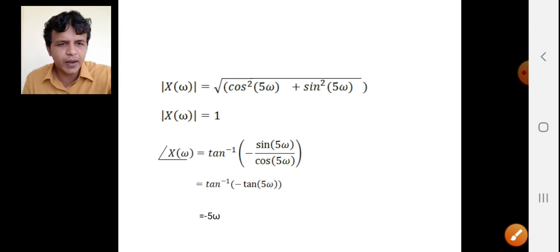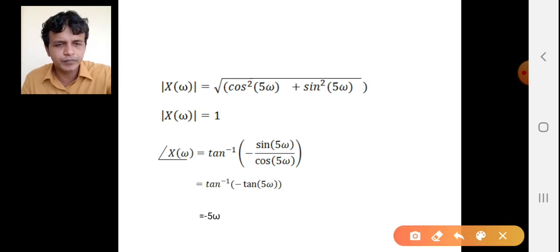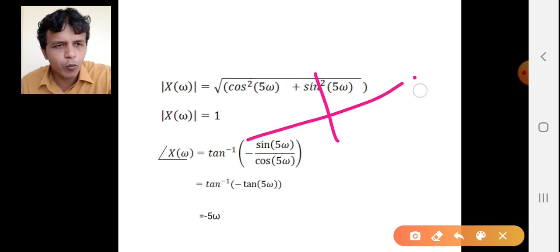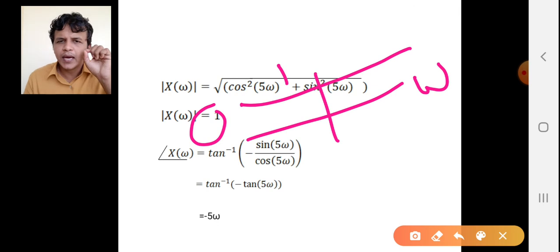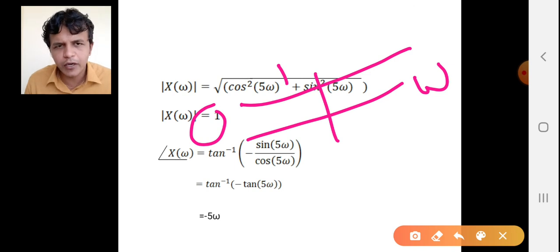When we plot this magnitude and phase in a graph, for the magnitude response, whatever value omega may take, the magnitude is always 1. There is no change in it. So for an impulse signal, we will have the magnitude as 1. For whatever the frequency, the magnitude of the impulse signal in the frequency domain is always 1.